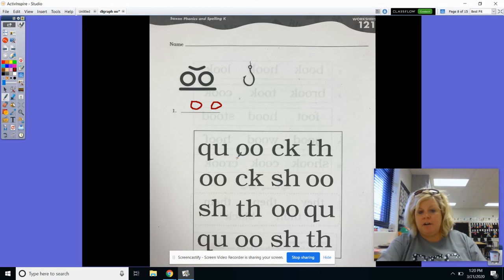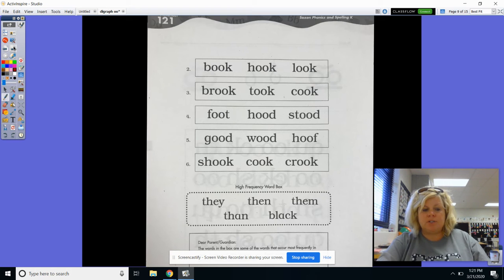What are we going to do? We're going to underline them. Here's one. What does CK say? TH. There's the OO, digraph OO. We're going to underline it. Sh. Ooh. Sh. Ooh. Qua. Qua. Ooh. Sh. Okay? Just like we do normally when we're at school.